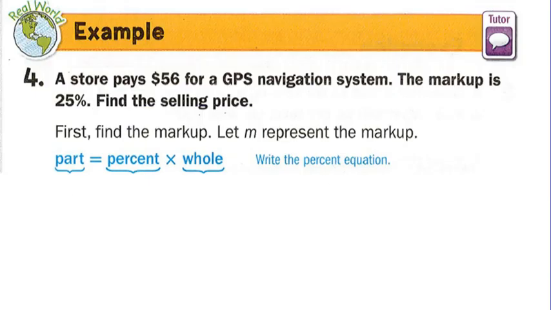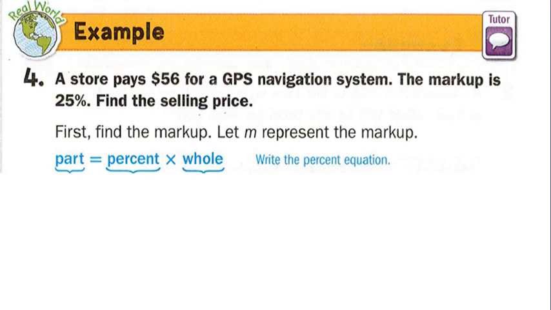All right, one more. Now imagine that you're the manager of a store. Your store pays $56 for a GPS navigation system. Your store's policy is to have a 25% markup. Once you mark it up 25%, that's your selling price. So let's find the selling price of this navigation system.